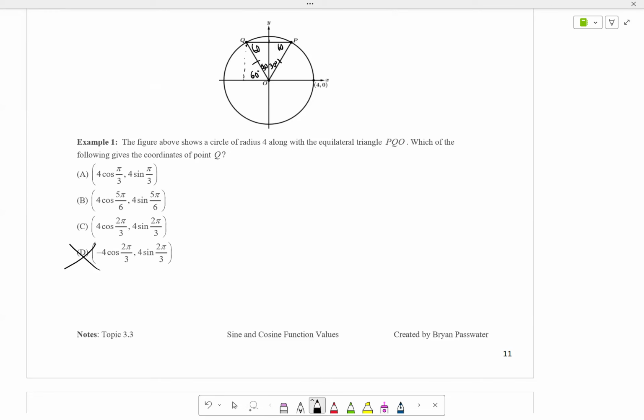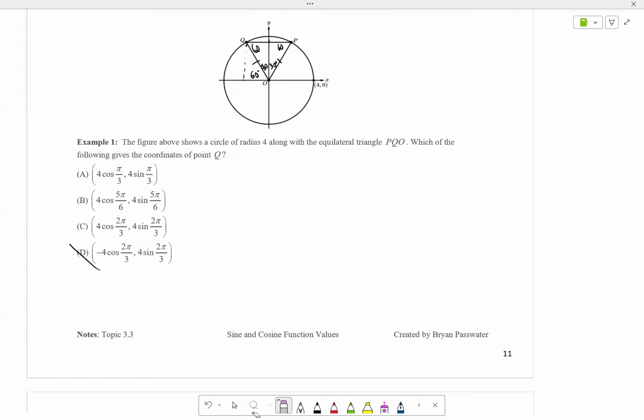Can it not be -4 because you can't have a negative radius? Well, it could be 4 times that and then times a negative to bring in that negative. I think that's what they were thinking. But you're right, radius is always positive.